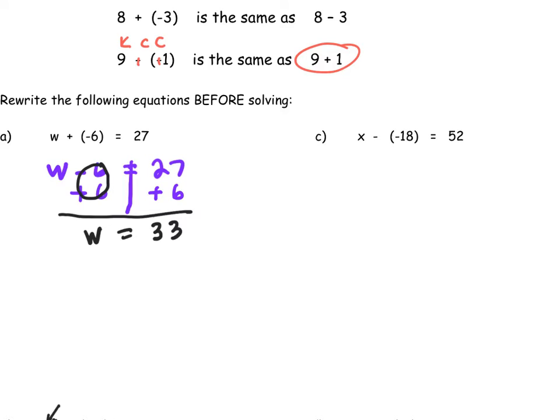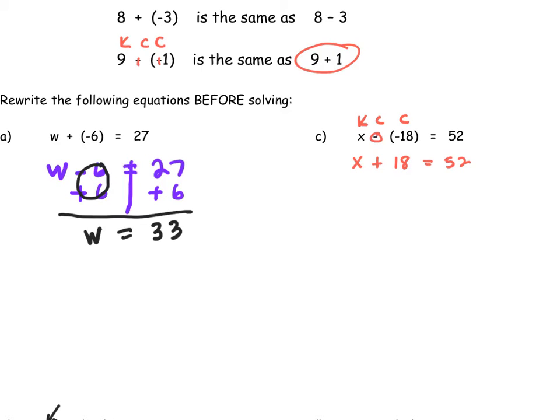So now we're going to apply that to our equation. We're going to actually do a keep, change, change on this side of the equation. And the x is going to stay the same. We keep it. We're going to change our minus to a plus, and we're going to change the number behind it to its opposite, which is positive 18. And this is much easier for our brains to comprehend and for us to look at.